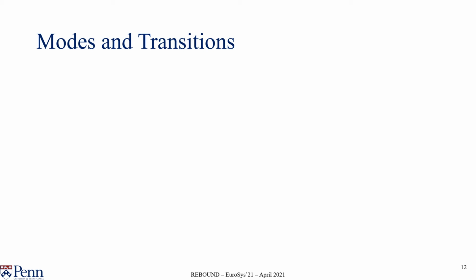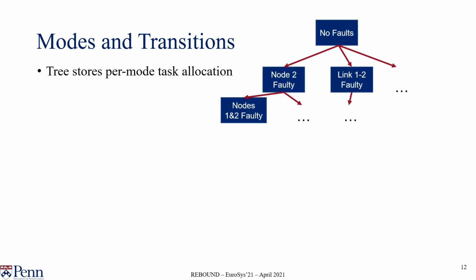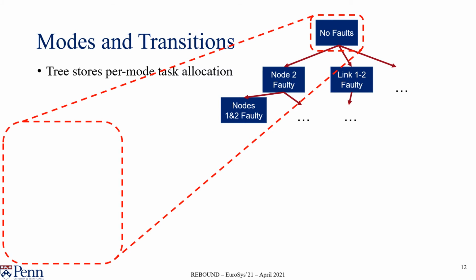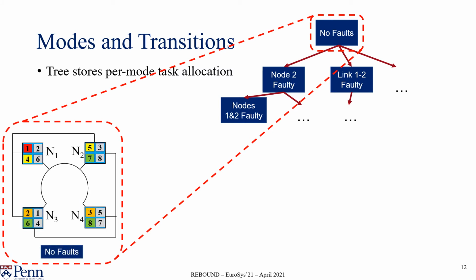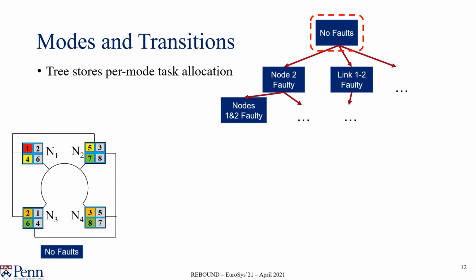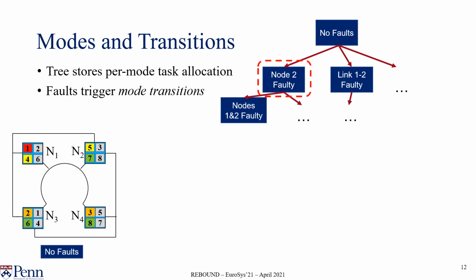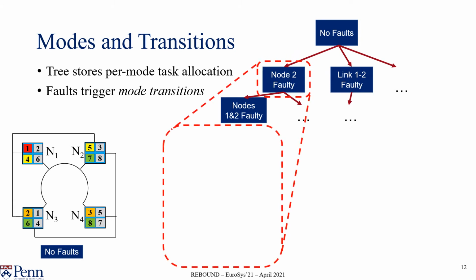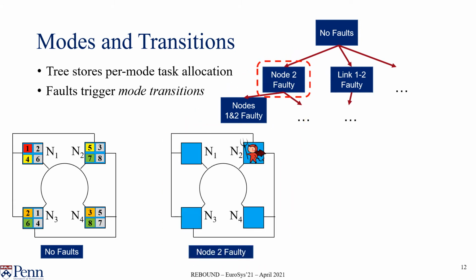In our approach, the system operates in a mode that is stored in a mode tree. At the outset, the system operates in a root mode with no faults present. This corresponds to a direct mapping of tasks to specific nodes on which they will run. When an adversary compromises a node, let's say node 2, this triggers a mode transition. What this means is we will read in a new mapping of tasks to nodes.